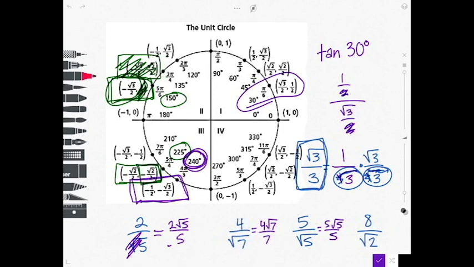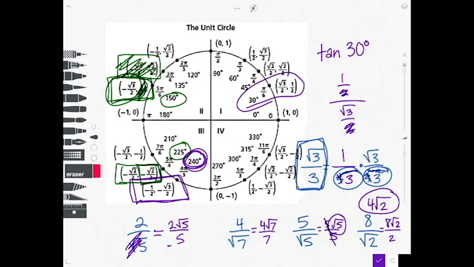Let me circle that a little better. And then this one here would be 8 root 2 over 2. But 8 divided by 2 is 4. So this would be 4 root 2. Okay, so there's a sort of a shortcut. And you're going to need that shortcut here because things are going to get a little bit more complicated.